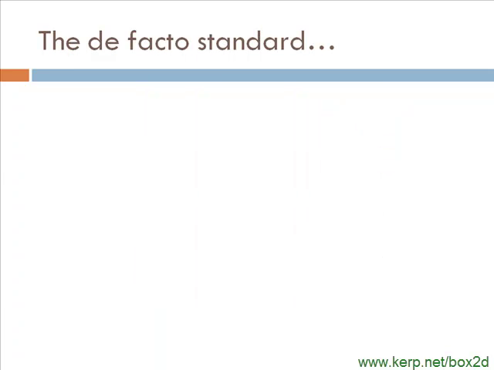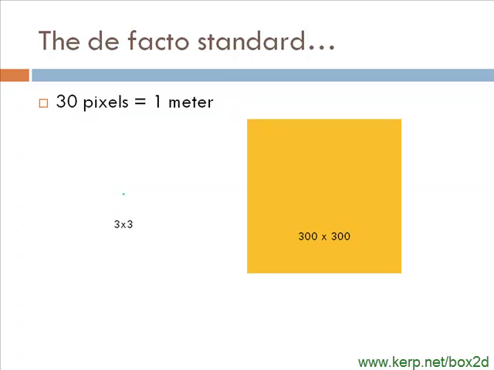So there's a de facto standard out there that is 30 pixels equals 1 meter. And this generally works pretty well because on the small end of things you've got 3 by 3 boxes, and on the large end of things you've got 300 by 300 boxes. And almost anything you're going to make in a game is probably going to be somewhere larger than 3 by 3 and somewhere smaller than 300 by 300. So this actually covers most of the cases.